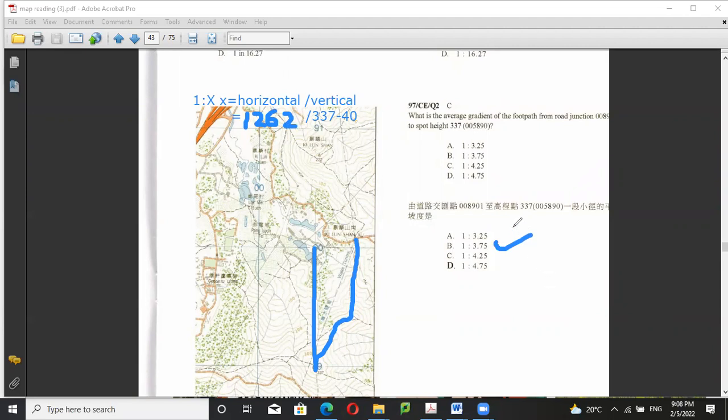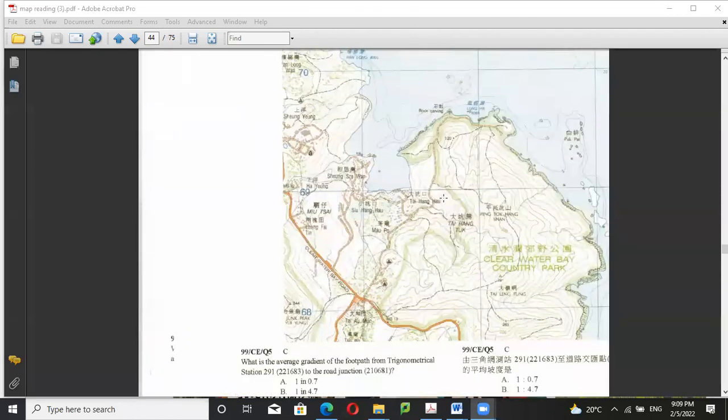So the answer will be 1 to 3.75. Is it? Let me double check. Not really. Wait a minute. Let me check it through. No. See, my math is bad. It should be 1 to 72.25. Then this is how the thing works. Every time I need to do this equation. Then move to the next one.